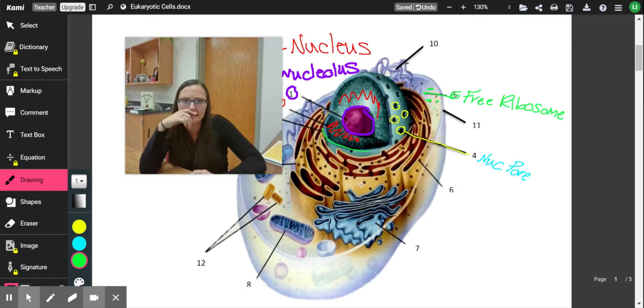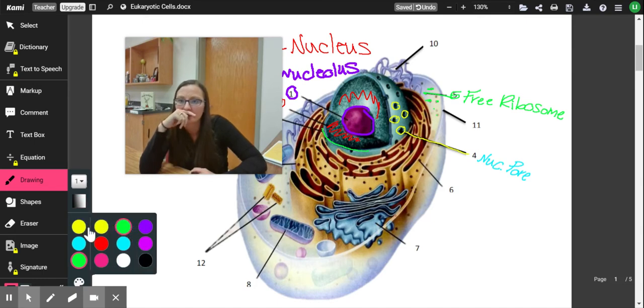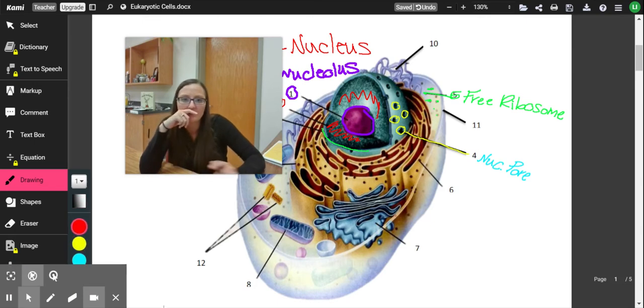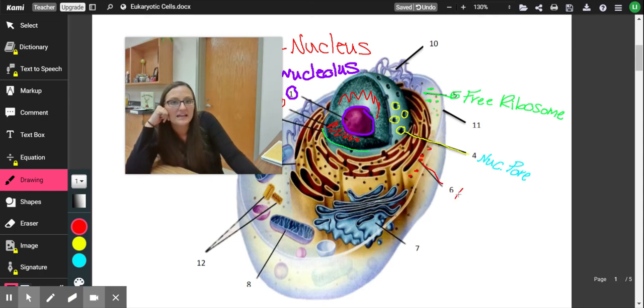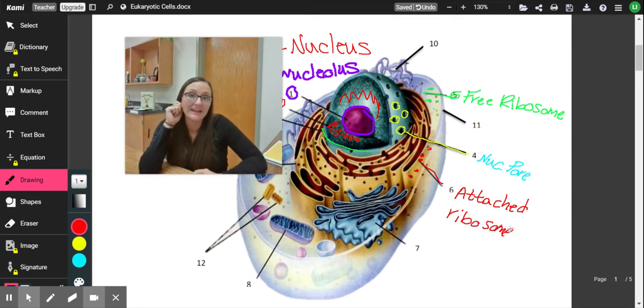All right, let's see. Number 6. All right, so number 6. Number 6 is pointing to what looks very similar to number 5, but these are on this sort of melted gum looking surface here. These are going to be attached ribosomes. So they would be the counterpart to our free ribosome. All right. And they are always attached.